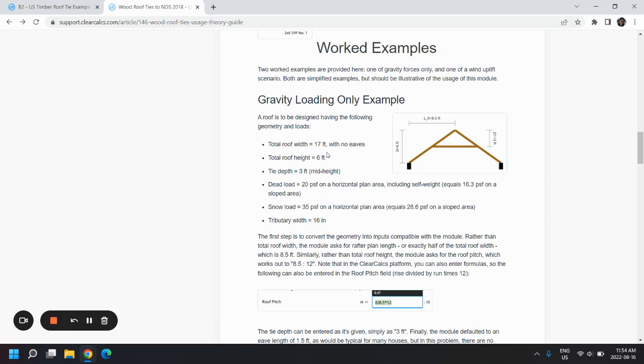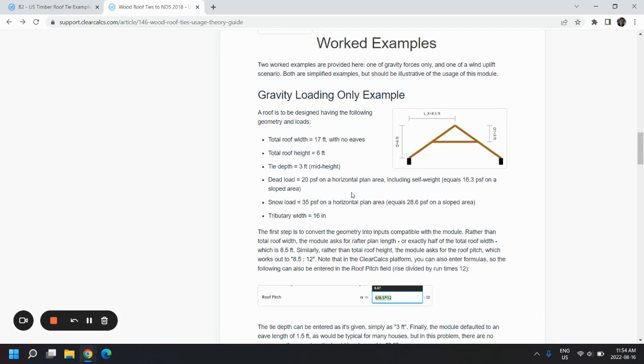This example is designed to have the following inputs. We have a total roof width of 17 feet with no eaves, total roof height of 6 feet, a tie depth at mid-height, which is 3 feet, and we have a dead load of 20 pounds per square foot, snow load of 35 pounds per square foot, and a tributary width of 16 inches. This example has a few things that we'll have to convert, so we'll do so in ClearCalcs.